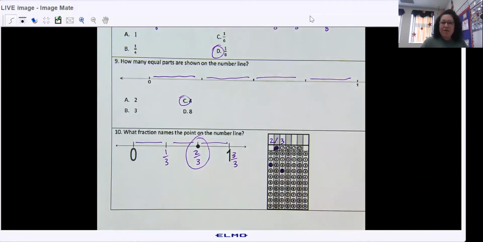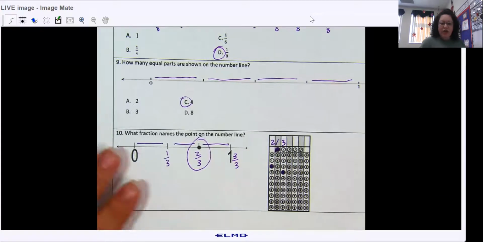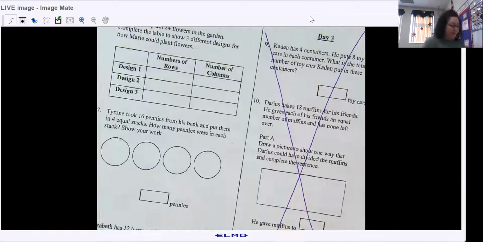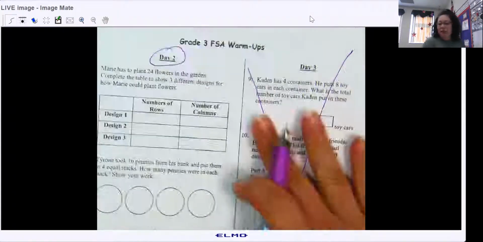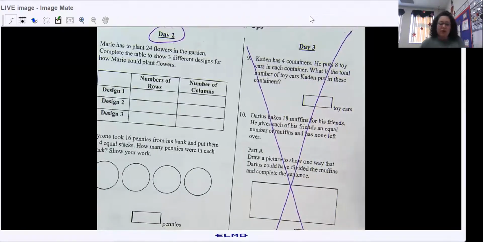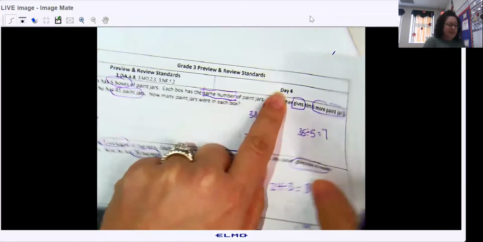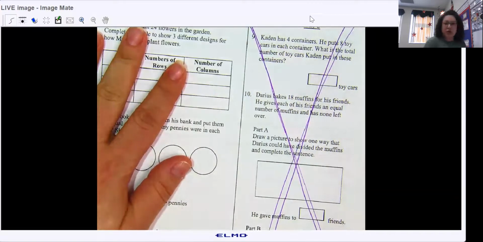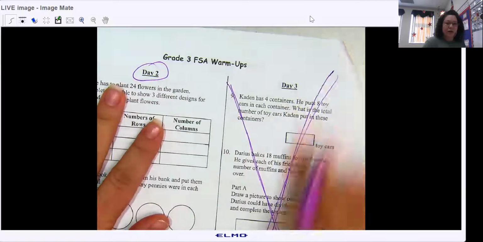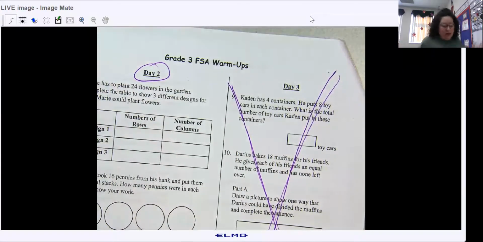All right, so that's our review today. Your job, remember you're doing one of these independent practices every day. So whatever day we do for these practice pages is the same day we do for the warm-ups. So you didn't do one yesterday because you had your quick check. So you can X out 3. Unless you want to do it, you can.